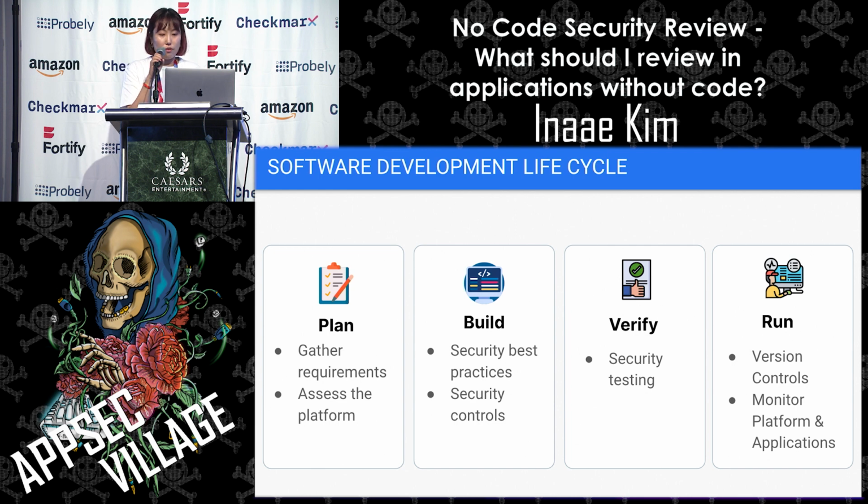Lastly, after you are running the application in production, continuously maintain it using version control, also monitoring the application and the platform. From my experience, this life cycle is way faster than traditional development. You might be doing this cycle within 1 day, because they do not code, they just update the configuration. So the cycle will be really fast. You have to prepare for how to review this fast development.